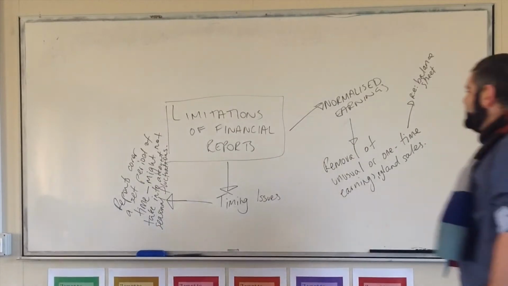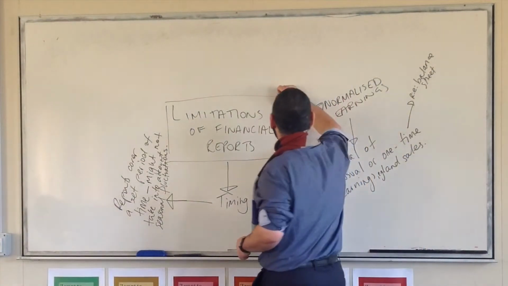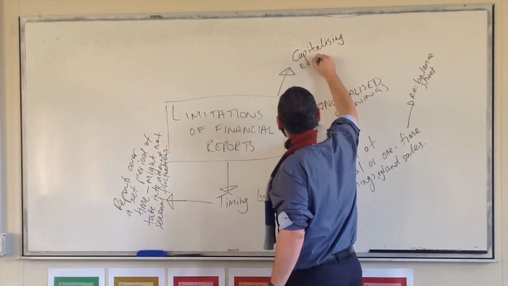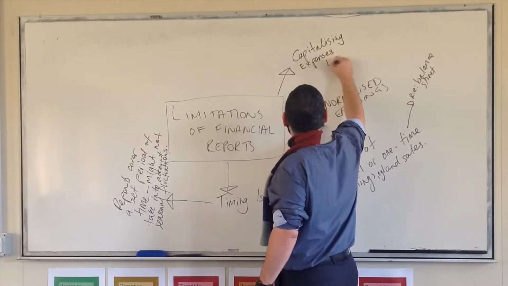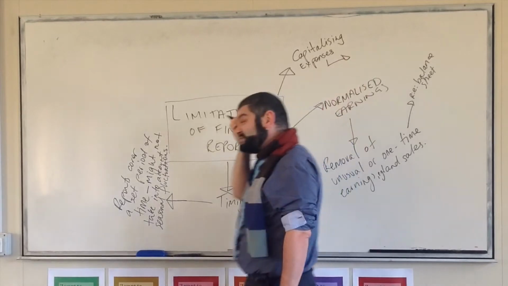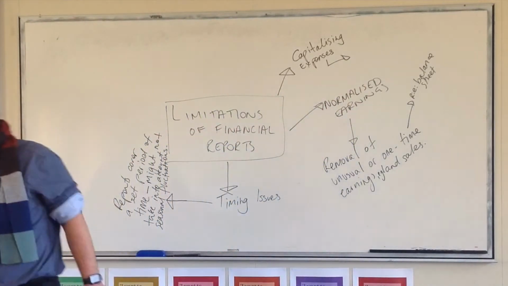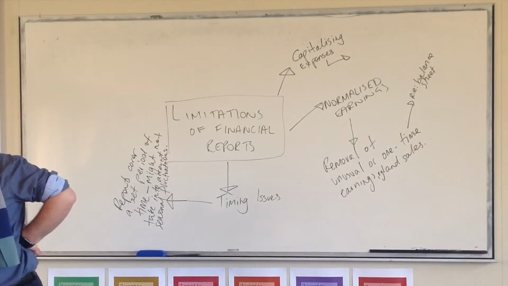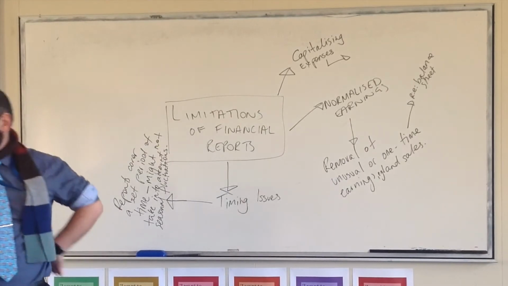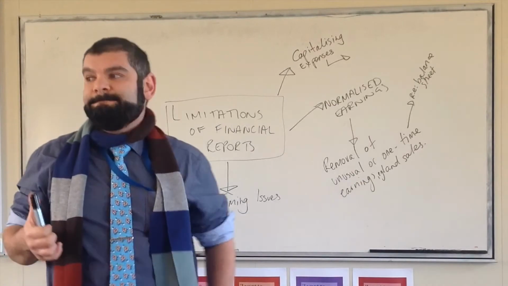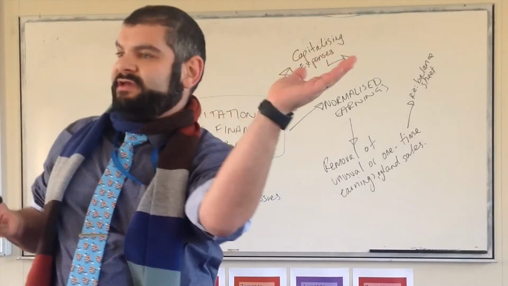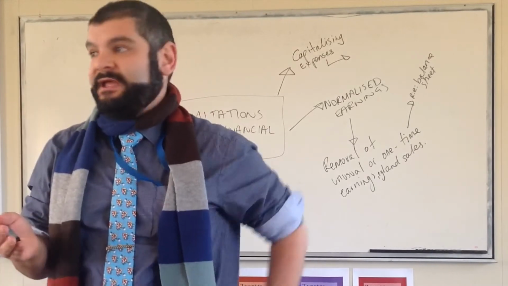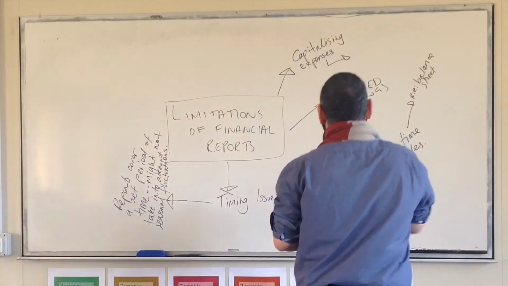Alright, what's another limitation of financial reports? We've got 2 out of 6 so far. Capitalising expenses. What does this one do? Well, it's an expense, but it's ended up used as an asset as well. Yeah, exactly. So basically, it's an expense, but they're basically just flipping it around and saying, we're going to class this as an asset instead of an expense. Okay, can you give me an example of something that might be?